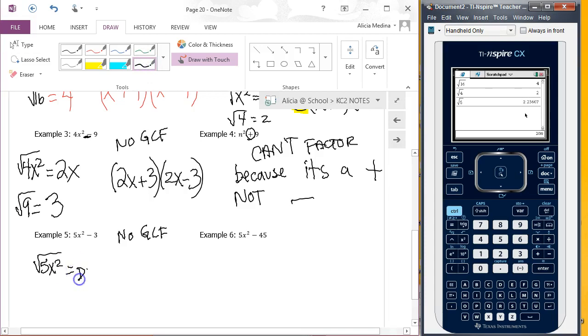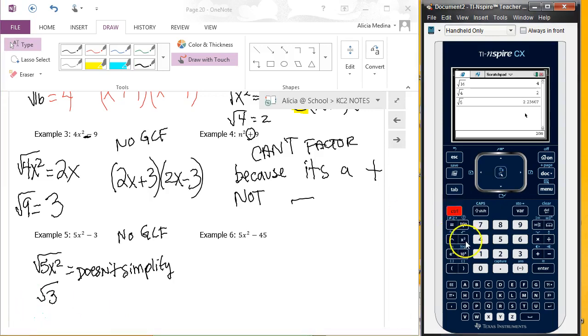This doesn't simplify. All right, let's check the next one. Square root of 3. Is there a number that multiplies by itself that gives us a 3? Well, the square root of 3 is also a decimal, 1.73205. So that also cannot be simplified.